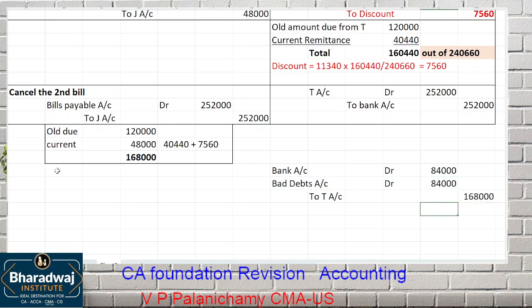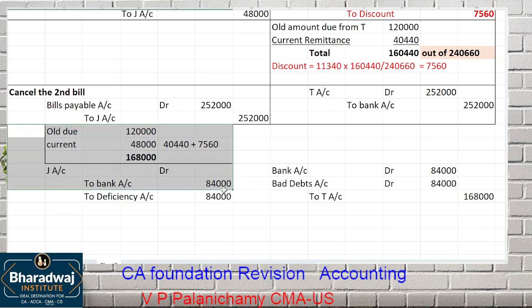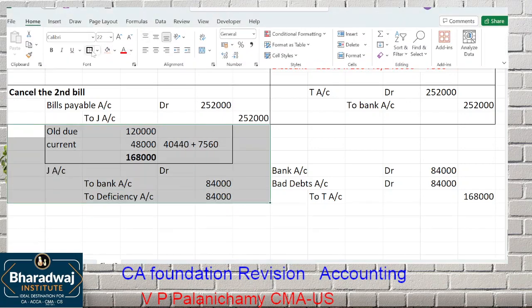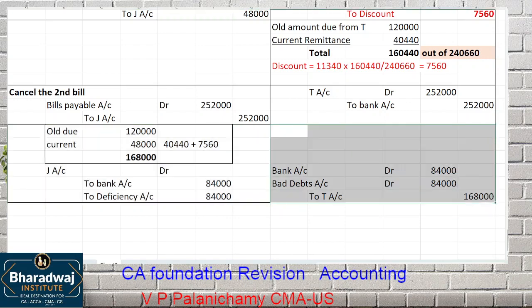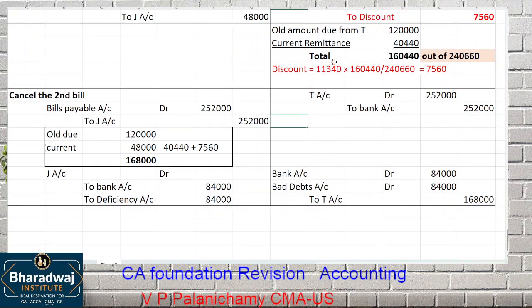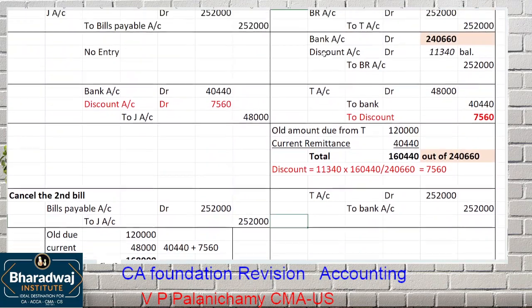In the other party's book, what entry will you pass? J account debtor to bank account. How much are we paying? 84,000. To which account? Deficiency account. How much? 84,000. Done. Especially this part, be careful.